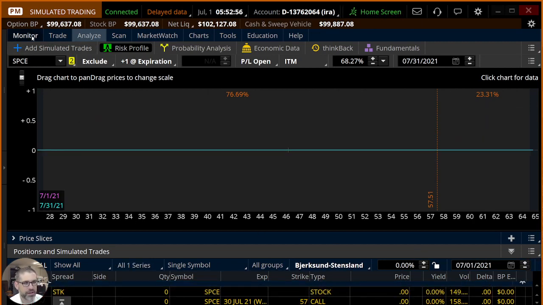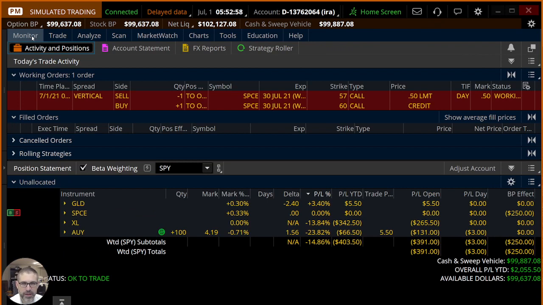Hit send. Now, the nice thing about this, if you think about it, is we could be wrong on both of those trades. One's bearish, one's bullish. We could be wrong on both and be right all the way. And that's what an iron condor is.